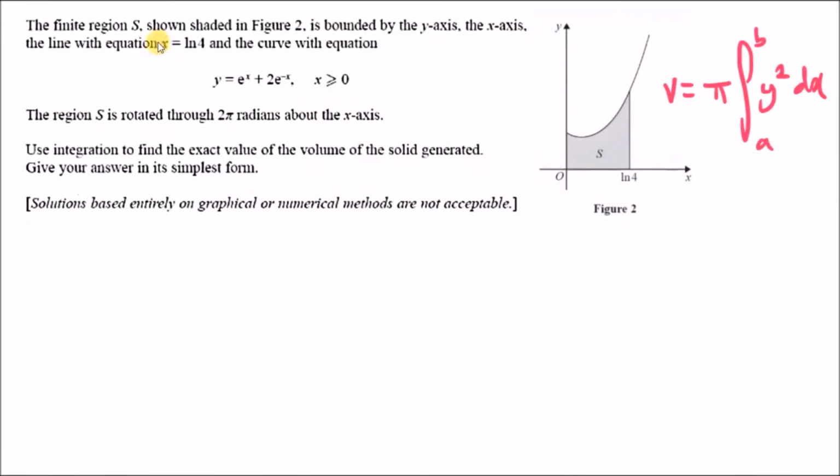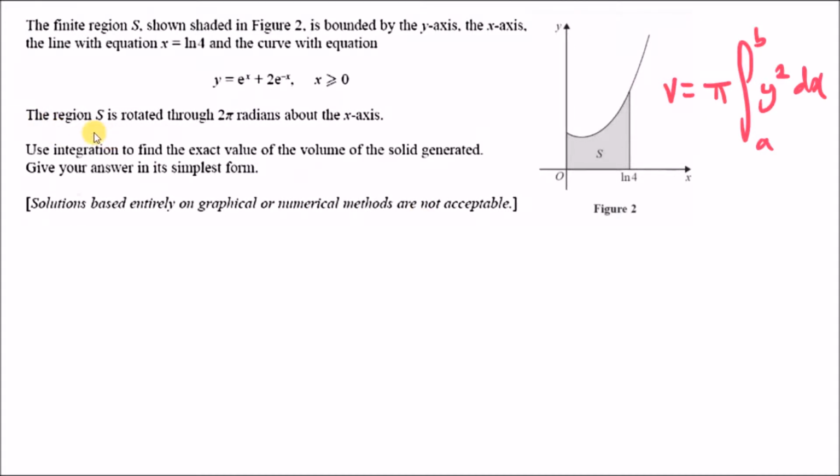So what are we trying to do exactly? The question tells us that the finite region S, the shaded region here, is bounded by the y-axis, the x-axis, the line with equation x equals the natural log of 4, and the curve of this given equation, which is the exponential equation y = e^x + 2e^(-x). So what do we do here?